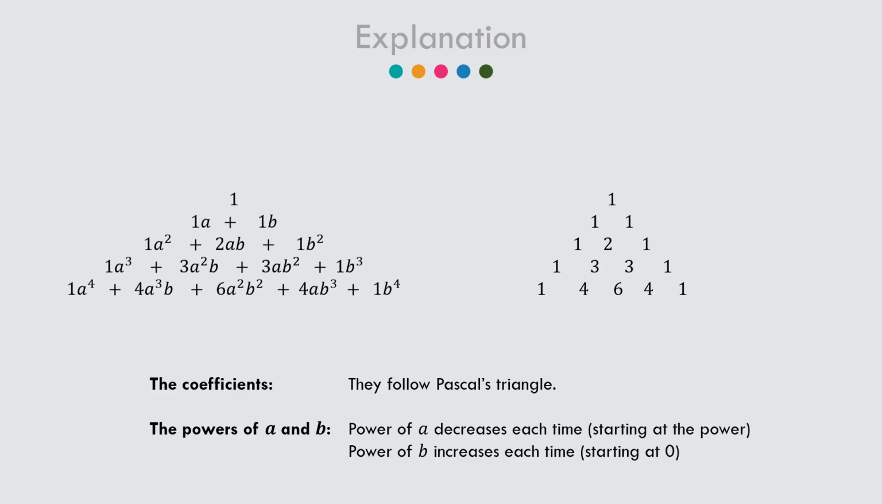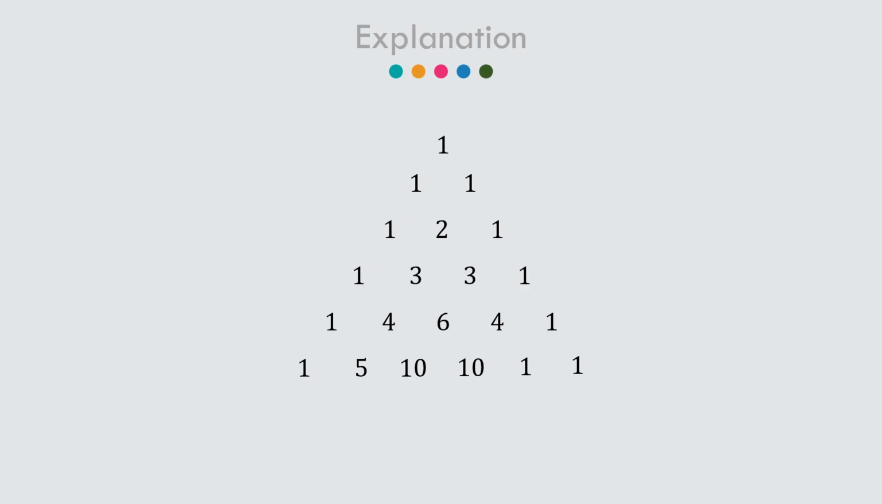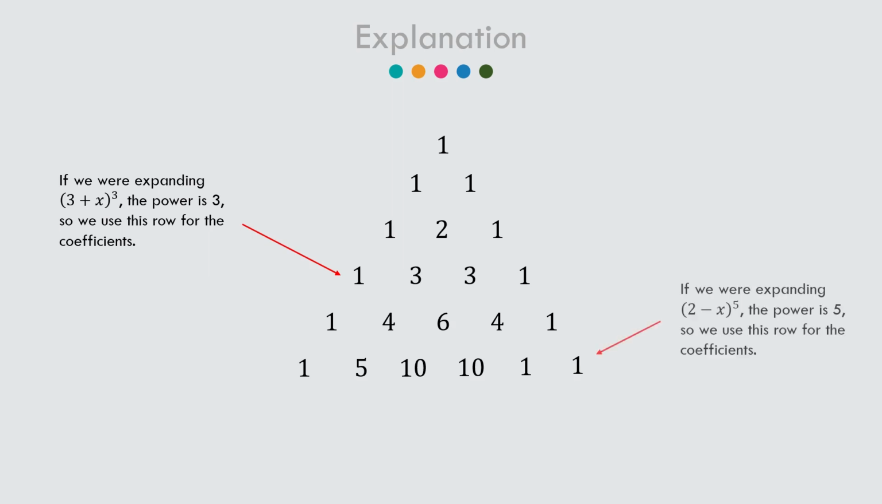Do you notice anything? Well, you should notice that the coefficients follow Pascal's triangle, and the power of a decreases each time as the power of b increases. This is a very useful pattern to find. For example, if we were to expand something to the power of 3, we know exactly what the coefficients are of each term of the expansion. This is true for all powers of expansion.